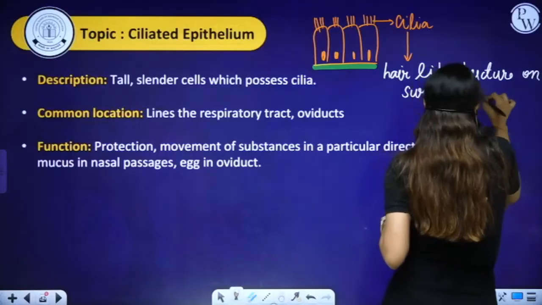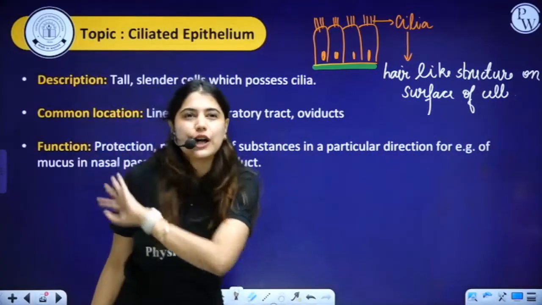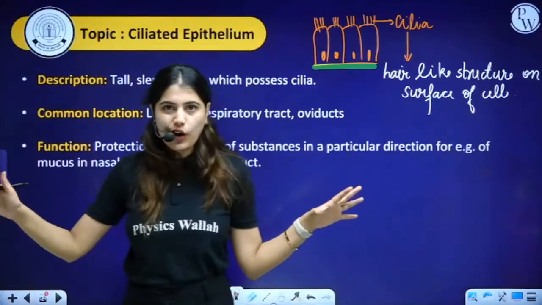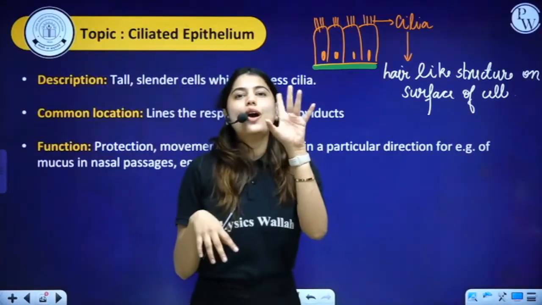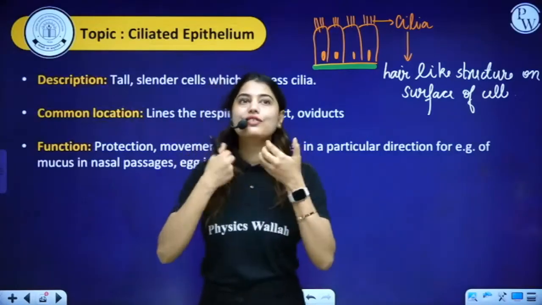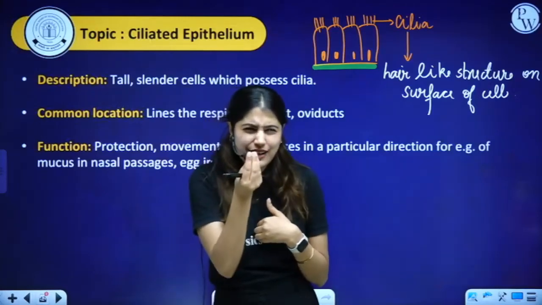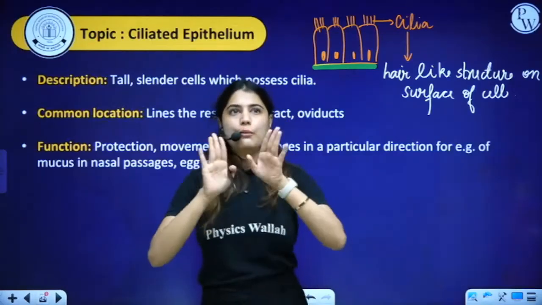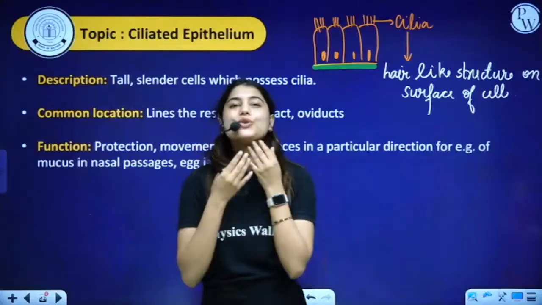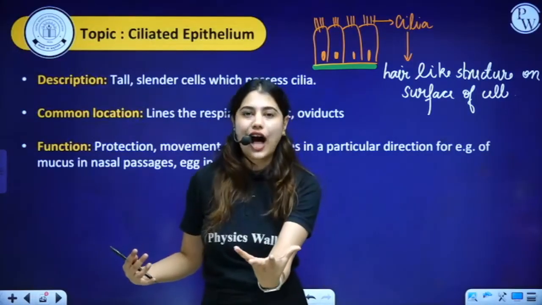So what are these hairs doing? They are acting like a broom, like a jhadu. Whatever comes in contact with them, they are going to move. For example, they are present in my respiratory tract. If any mucus, any slimy substance comes, they move it and push it outwards so that it does not come inside my lungs and damage them. It is throwing that out.